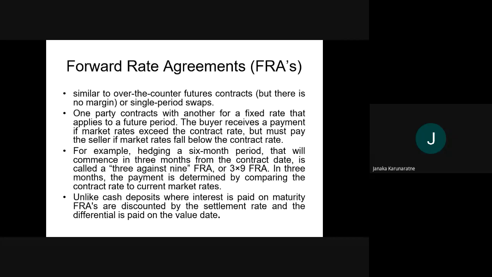What do you mean by 3 by 12 FRA? Three by 12 means hedging for a 9 months period commencing from 3 months from today.